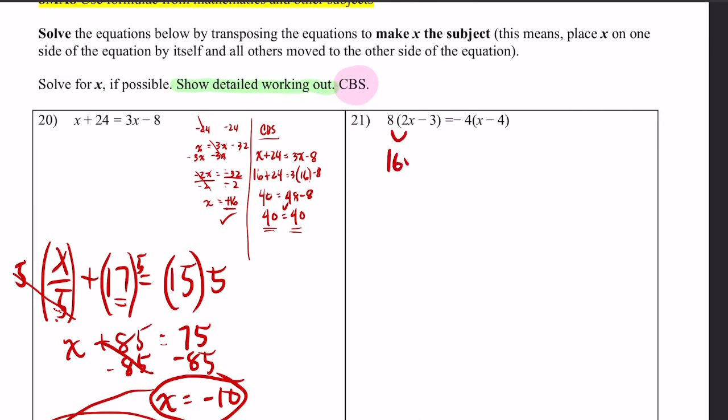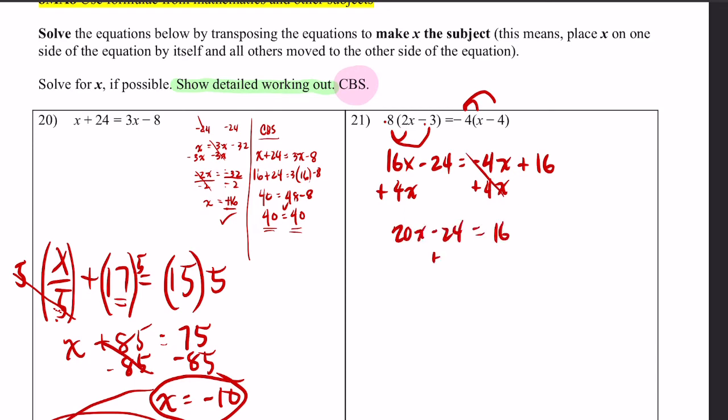So this becomes 16x. Again, positive times negative, negative 24 equals negative 4 times x, negative 4x. Negative 4 times negative 4 gives you positive, okay? Again, no shortcut. Plus 4x. So this is 20x minus 24 equals 16. Plus 24, plus 24. 20x equals 40. Divided by 20, divided by 20. x is equal to 2.